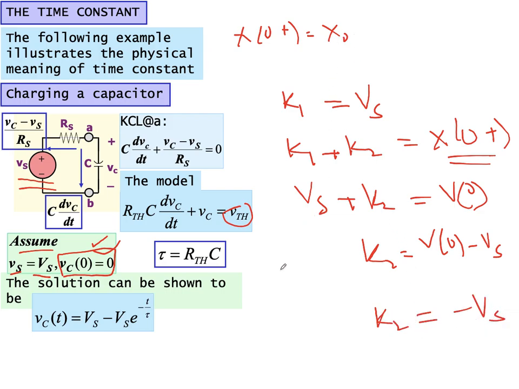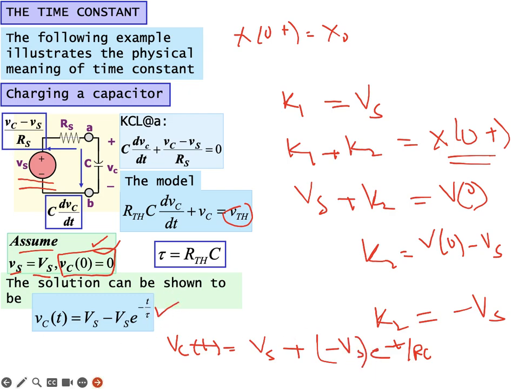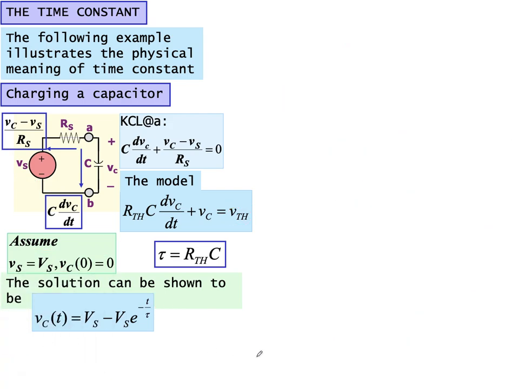So you plug these values in the standard solution, that is Vc of t is equal to K1, which is Vs, plus K2, which is minus Vs, e raised to power minus t by tau. Tau is RC. So this negative will come out, and you will end up with this expression. So this is the solution to this circuit, where you are able to find the voltage across capacitor as Vs minus Vs e raised to power minus t by tau, and tau in this case is R Thevenin C. So this is how you solve this problem and find out the variables K1 and K2, and the variable tau.